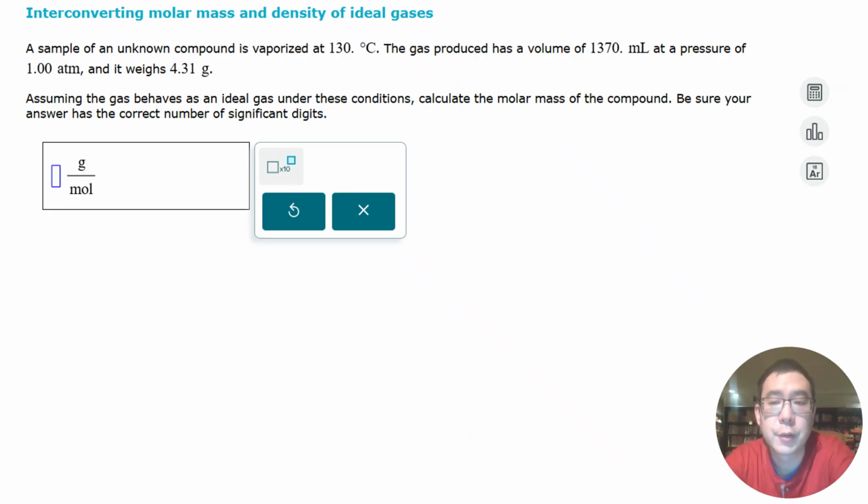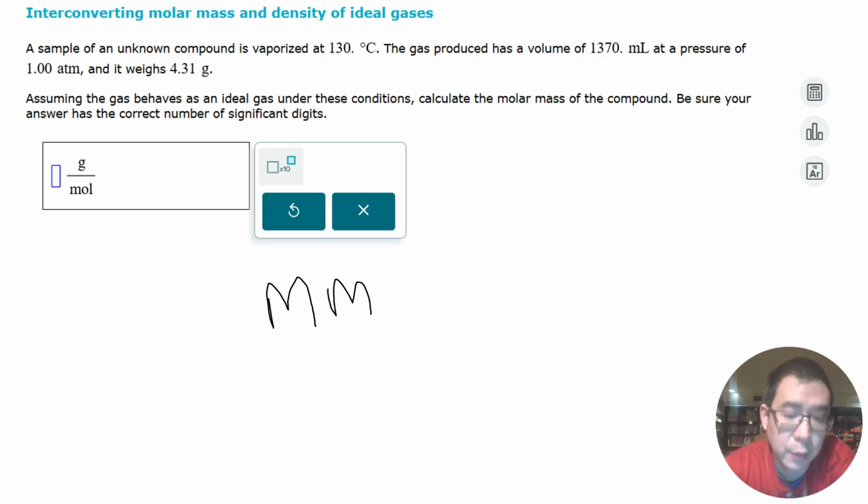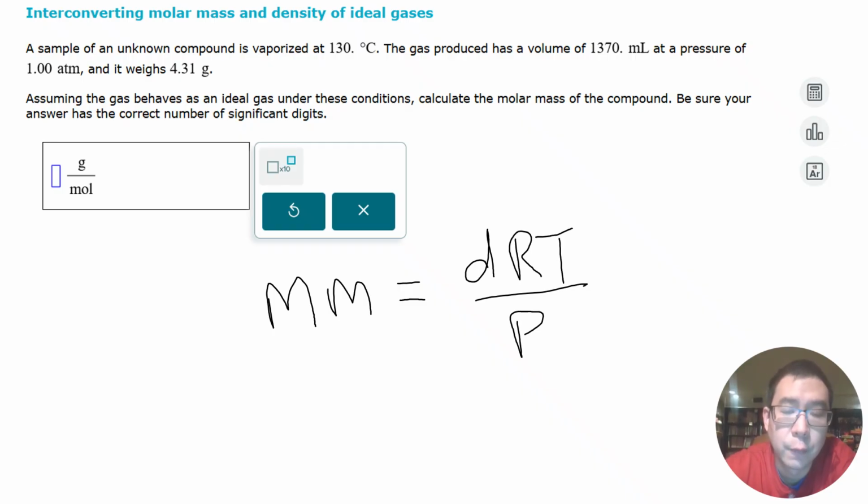Okay, so this is the same problem here. I just cleared the board. There is a formula. I'm not going to derive it here. If you're inclined, you can try to do it. But the formula relates all those items that I talked about. Molar mass, or molecular weight, if you will, equals density times R times T over P.